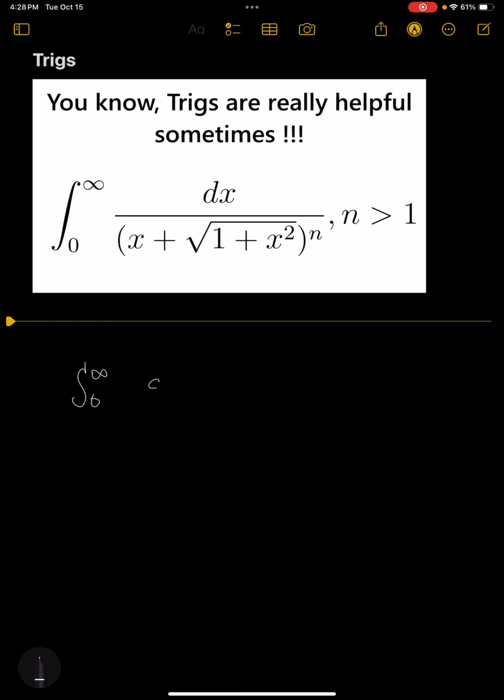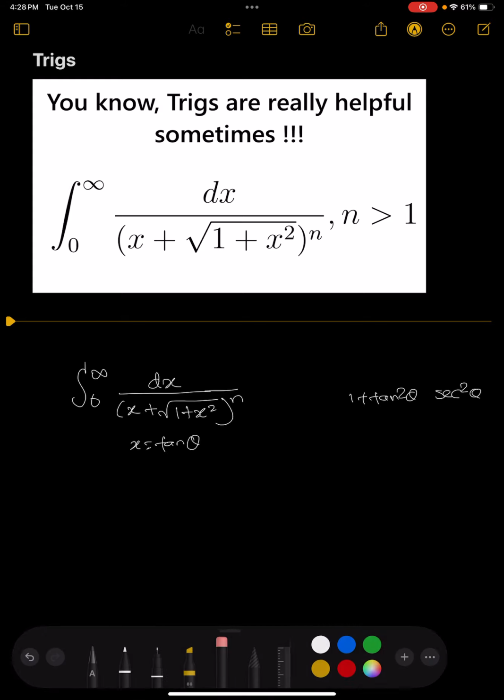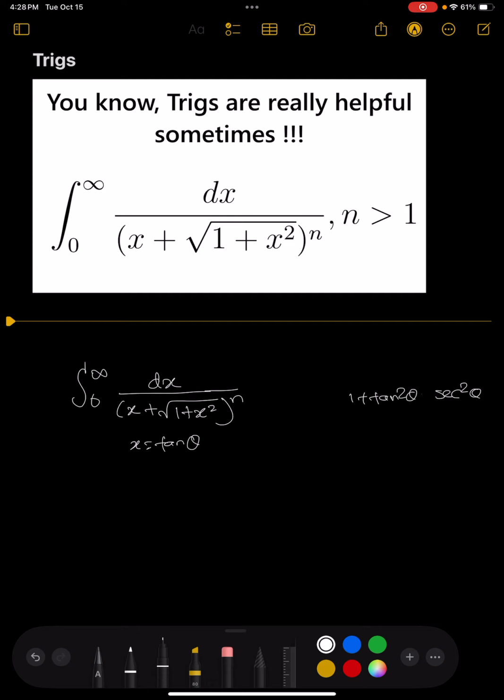Integral from 0 to infinity dx over (x plus square root of 1 plus x square) to the power n. Now a suitable trig substitution that occurs to me is substituting x as tan theta, because we know that 1 plus tan square theta is just sec square theta, right? Yeah, so because this property holds true, we see that this will reduce to a simpler fraction, right?